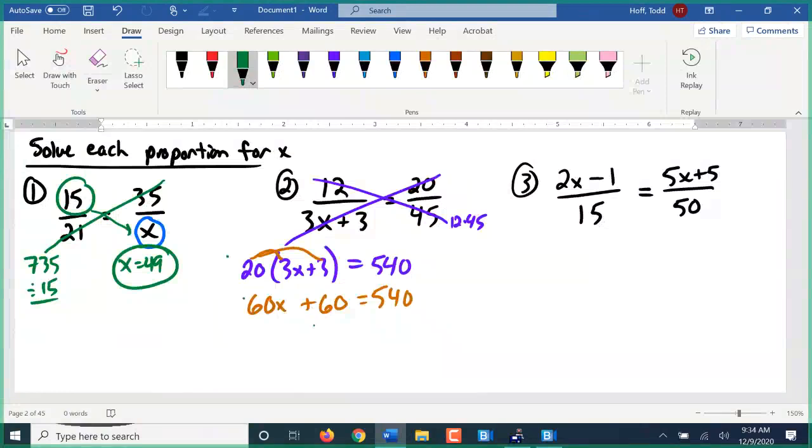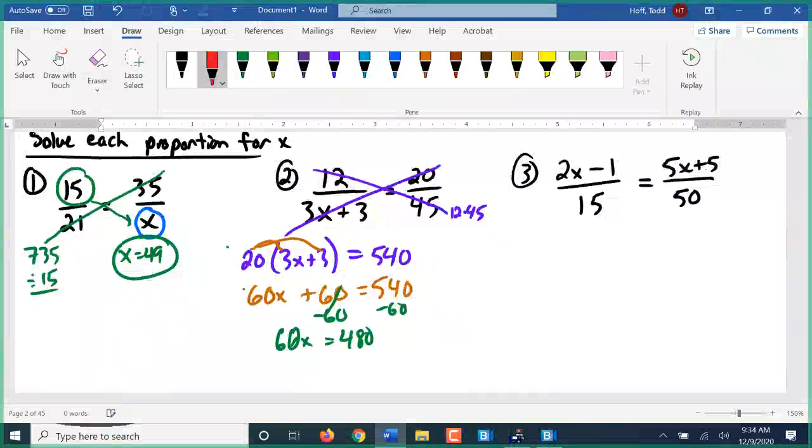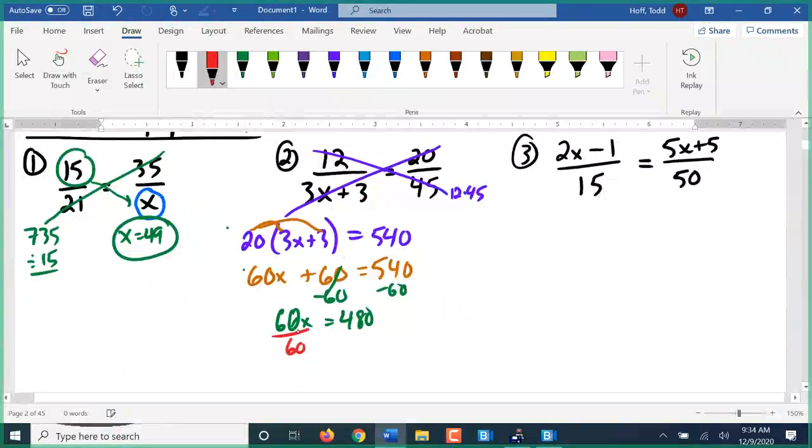And now we'll solve. We'll subtract 60. 60x equals 480. Divide by 60. X equals 8.